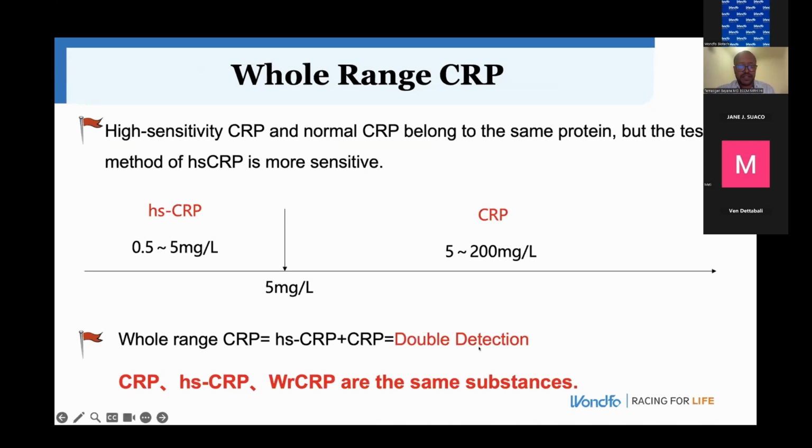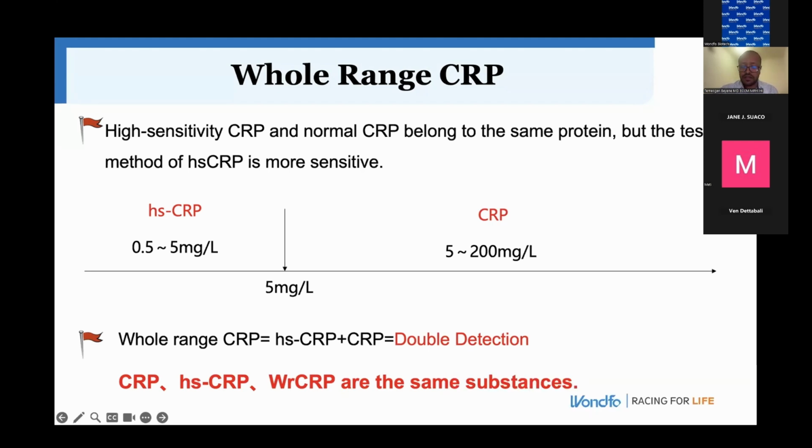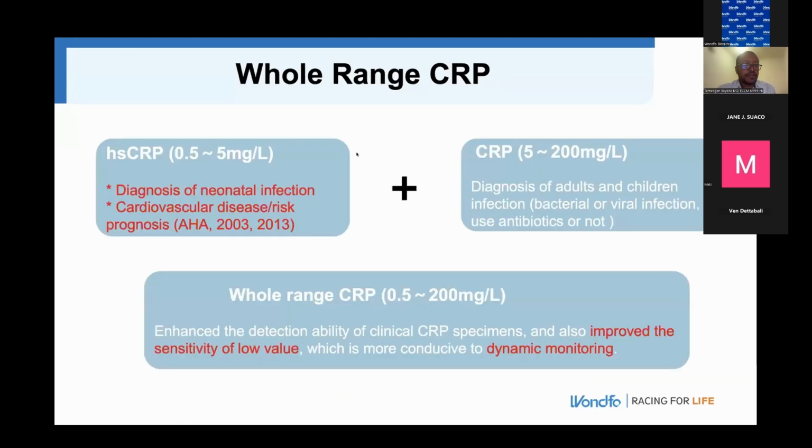Probably from the technical aspects, we can hear these details later during the laboratory measurement discussion. The issue is that the high sensitivity CRP and the normal CRP both belong to the same protein, and the testing method is somehow different. The high sensitivity, as the name indicates, just like for the high sensitivity cardiac troponin, is picking the right thing at the right time.